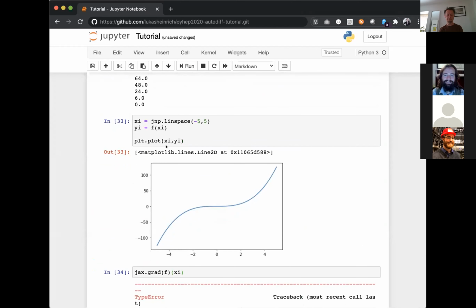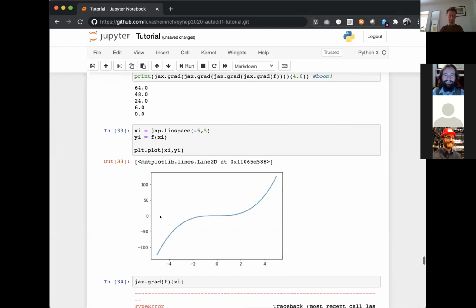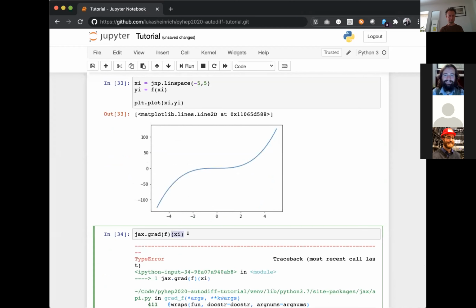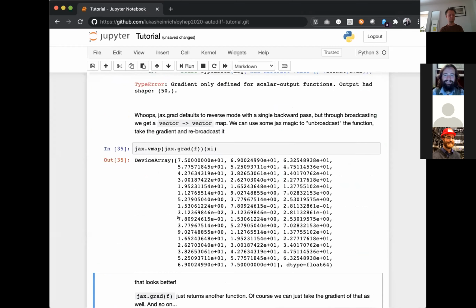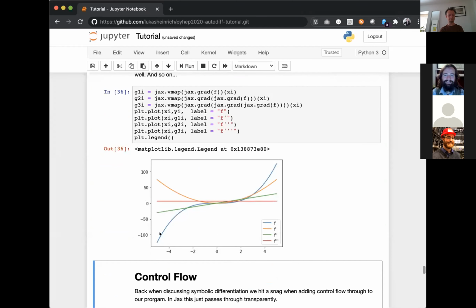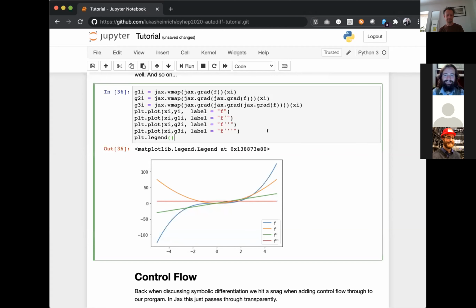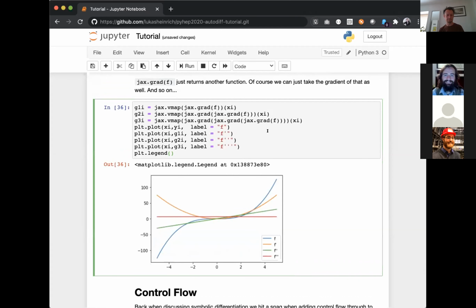So if you want to evaluate this, this is x cubed. If you just evaluate it in a broadcasted way, this will fail intentionally, but you can teach JAX to broadcast this correctly. Then you get x cubed, then x squared, then the linear term, and then the third derivative, which is a constant, right? Everything is exact, as you see, so you can get any order of differentiation correctly. And you can also do control flow.